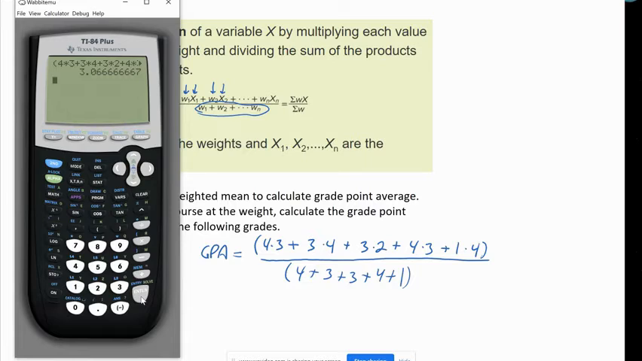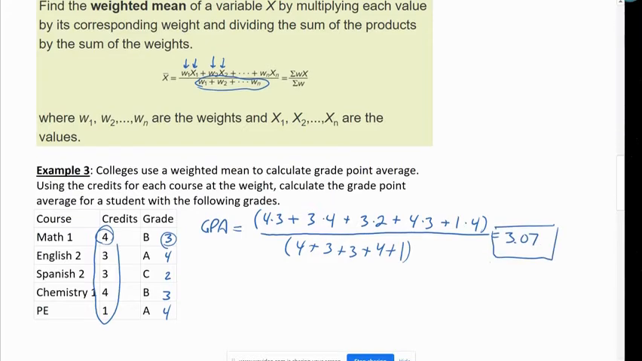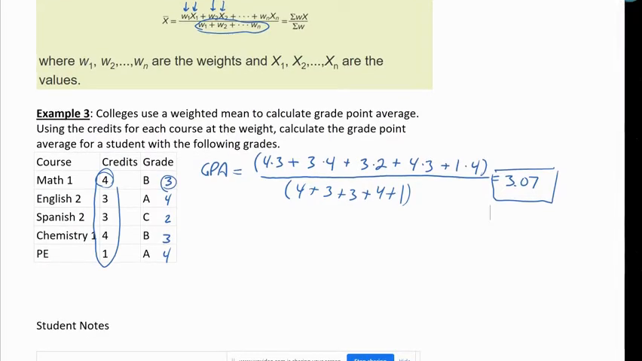and so for grade point average, typically you get it to 2 decimal places, so if we rounded that to the 100th place, that would be 3.07. Okay, so that completes the 3.1 video.